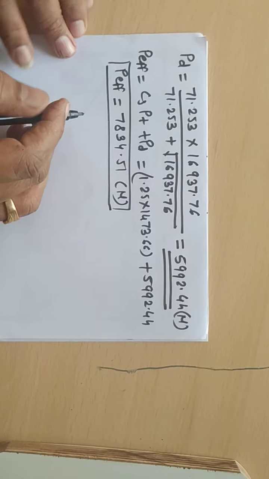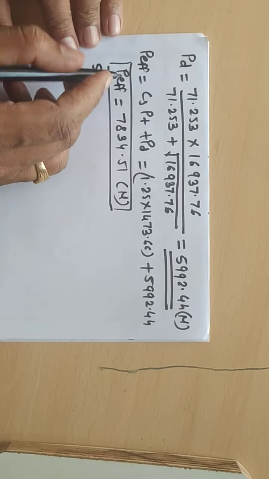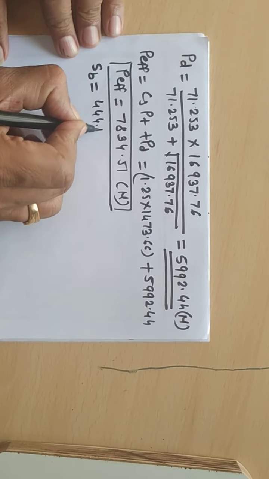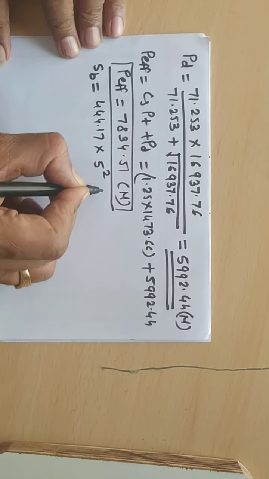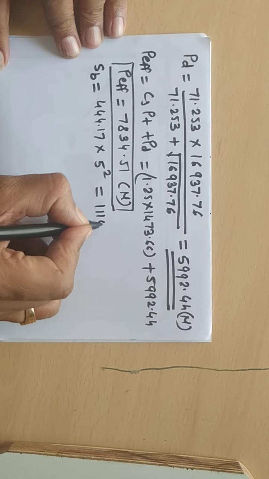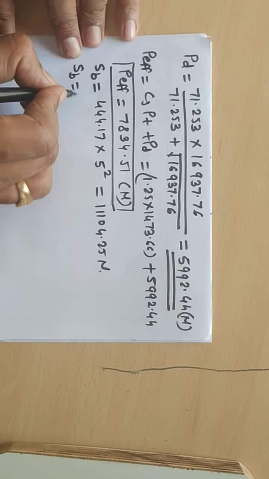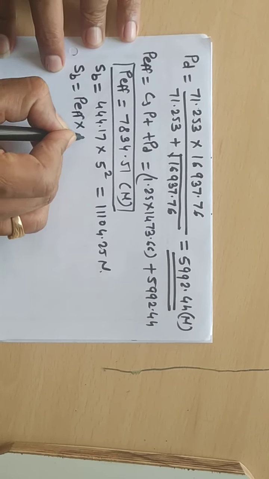Now we have to find out the correct factor of safety. For correct factor of safety, first find out SB. SB in terms of M, that is 444.17 into M square, that is 5 square. This is the value of beam strength. This is nothing but 11104.25 Newton. Then to avoid the failure, SB is equal to P effective into factor of safety.